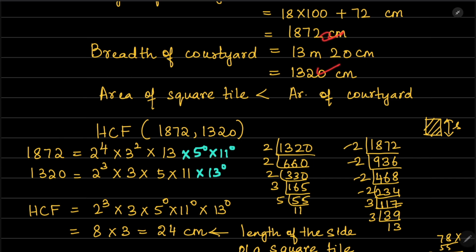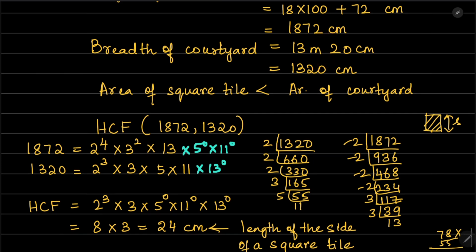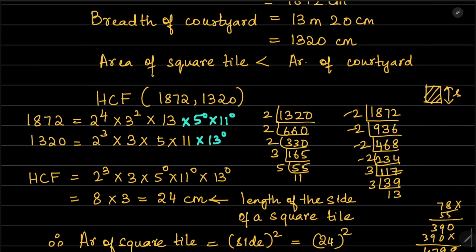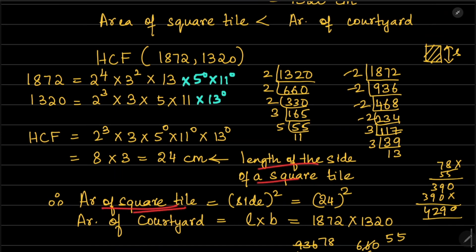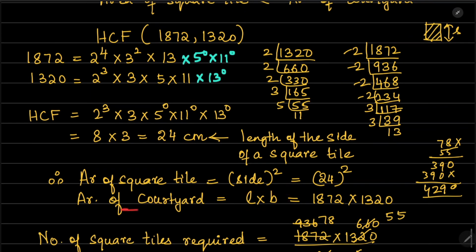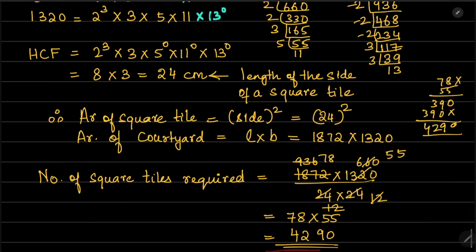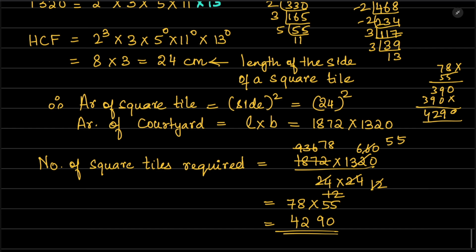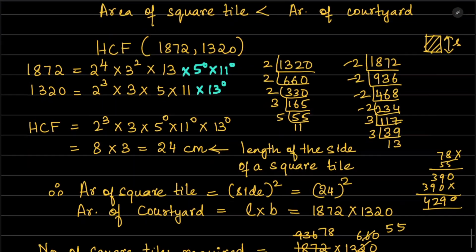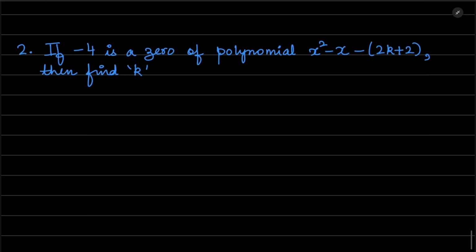When you calculate the HCF of the length and breadth, you will get the length of a single square tile. And then you can calculate the area by using the side square formula, and the area of the courtyard is rectangular in shape, so it is length into breadth. If you divide the area of the courtyard by the area of a square tile, you will get the number of tiles required. So the number of tiles required in this case is 4290. I hope you understood. Do try it yourself and let me know if you have any questions.